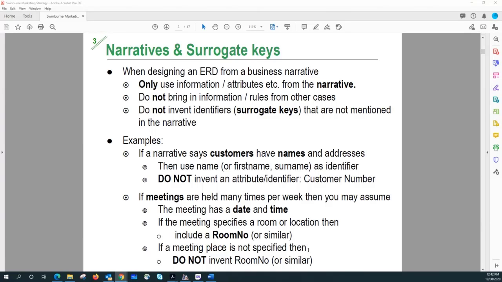So the users can identify it as well, right? Non-technical people. But if you invent a new key, probably it will not make any sense, right? For example, meeting ID 001. What do you mean by that? Meeting ID 002. What do you mean by that, right? So there is no meaning associated with those invented keys. So that is something you need to remember.